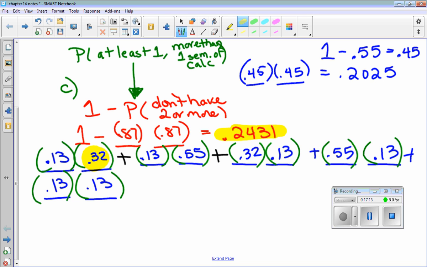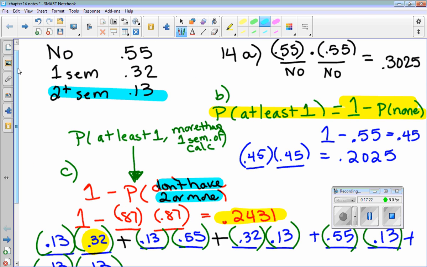Okay, how to get 87? So 87 means that they do not have 2 or more. So 2 or more was 0.13. Not having 2 or more is a complement of that. 1 minus that is 0.87. 1 minus 0.13 is 0.87. Right? It's a complement. It's just 1 minus that. We're going to formalize that idea in a minute.